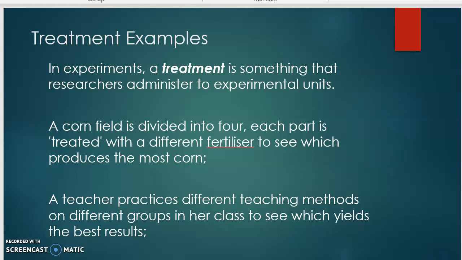In experiments, a treatment is something that researchers administer to experimental units. An experimental unit is the individuals involved with the experiment, the people who you're giving a treatment to, or it might be an object or something like that that you're using as experimental units. A cornfield is divided into four, each part of which is treated with a different fertilizer. So each of those parts of the field are experimental units. A teacher practices different teaching methods on different groups in their class to see which yields the best results. So each of those different groups is an experimental unit.